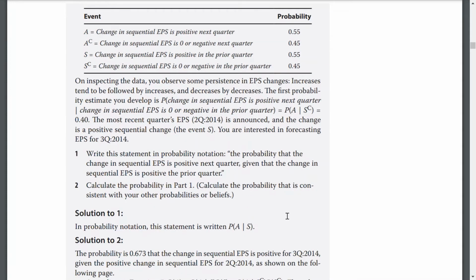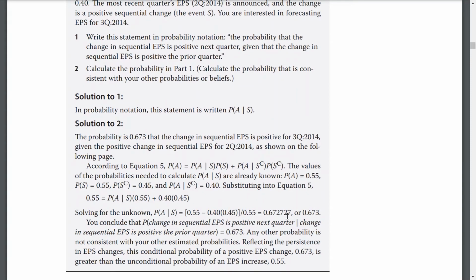The most recent quarter's EPS, for 2Q 2014, is announced, and the change is a positive sequential change, event S. You are interested in forecasting EPS for third quarter 2014. Write the statement in probability notation: the probability that the change in sequential EPS is positive next quarter, given that the change in sequential EPS is positive the quarter prior. Calculate the probability in part 1. Calculate the probability that is consistent with the other probabilities or beliefs.